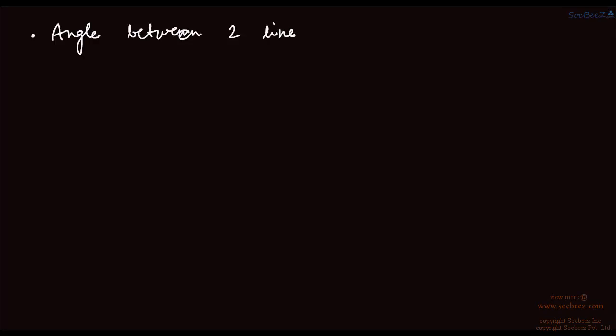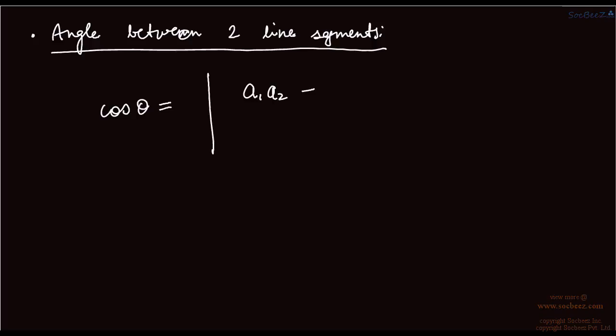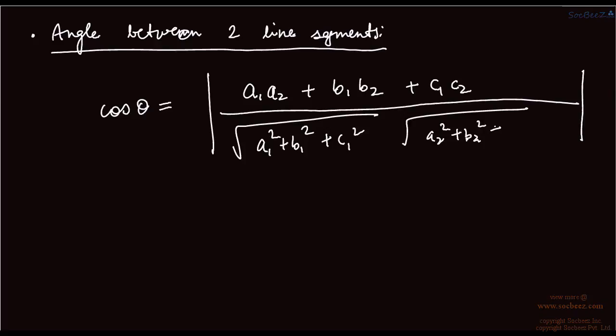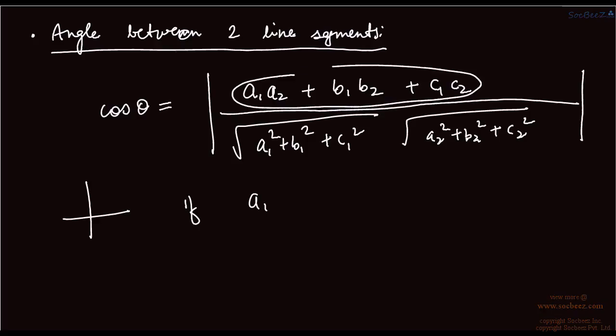Angle between two line segments. This is given by cos theta equals a1 a2 plus b1 b2 plus c1 c2, whole divided by root of a1 square plus b1 square plus c1 square, and root of a2 square plus b2 square plus c2 square. So this is the angle between two lines, where the vectors are a1 i cap, b1 j cap and c1 k cap, and a2 i cap, b2 j cap and c2 k cap. The lines will be perpendicular to each other if this is 0, because cos theta is 0 when theta is pi by 2.